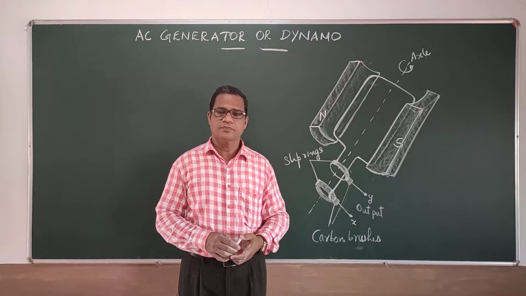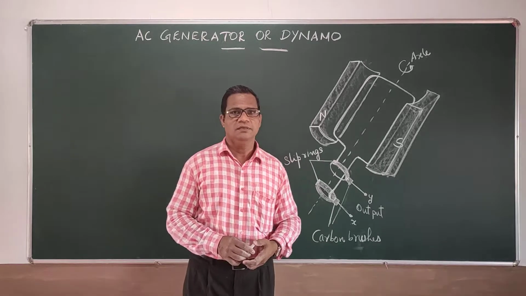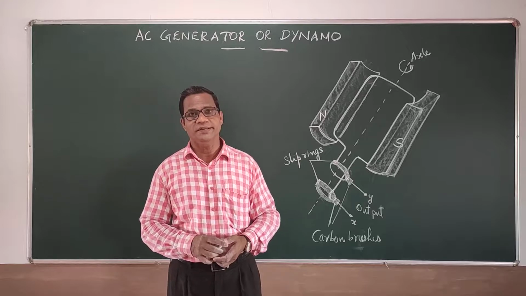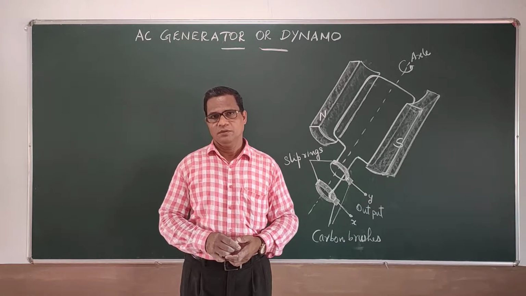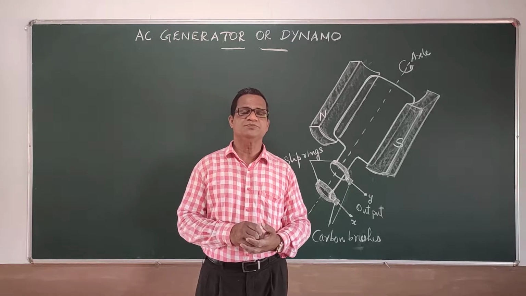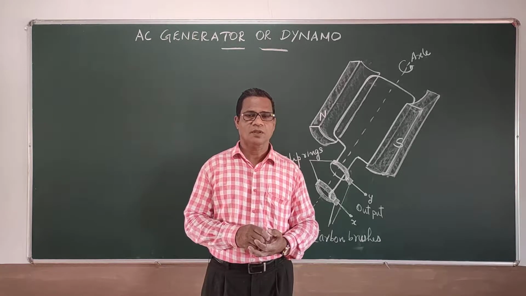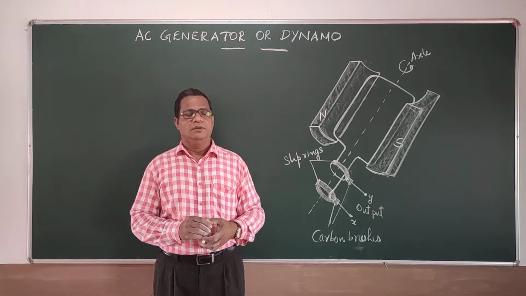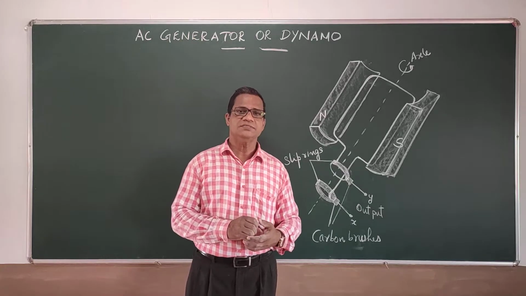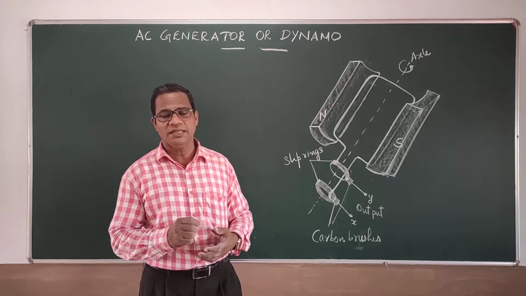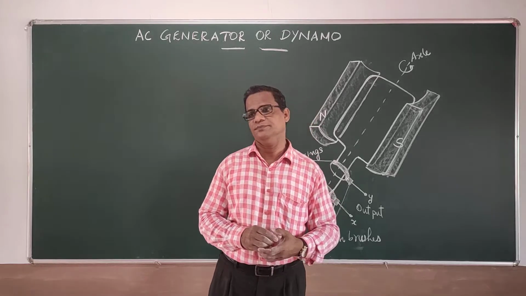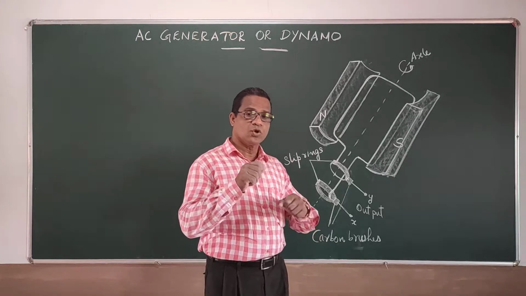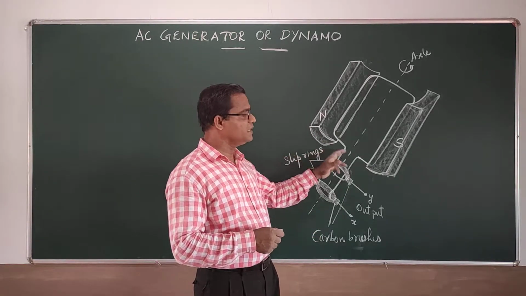In this session, we discuss the working of a dynamo or AC generator. It works on the principle of electromagnetic induction. It is a device which converts mechanical energy into electrical energy, which means we mechanically rotate the coil inside the magnet.